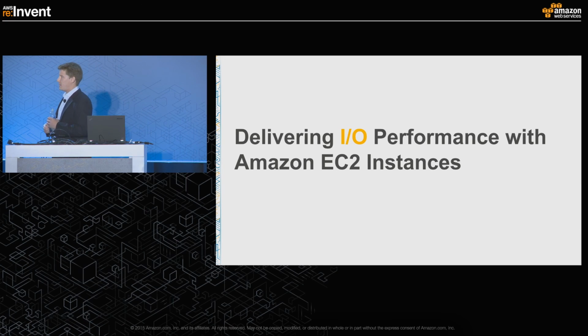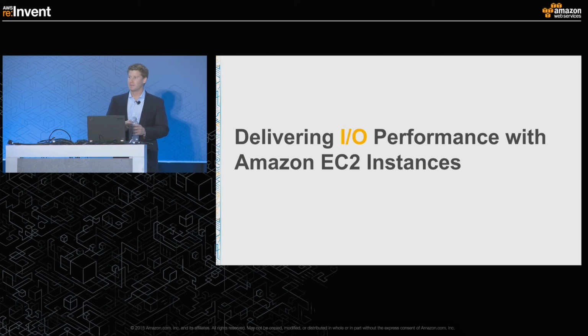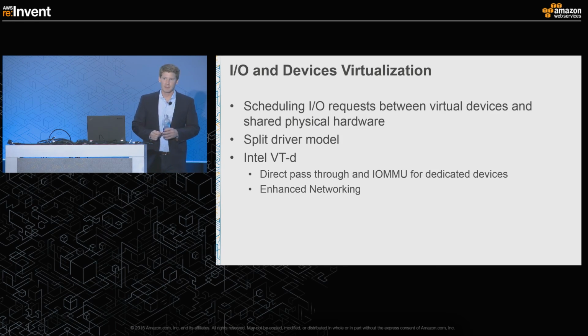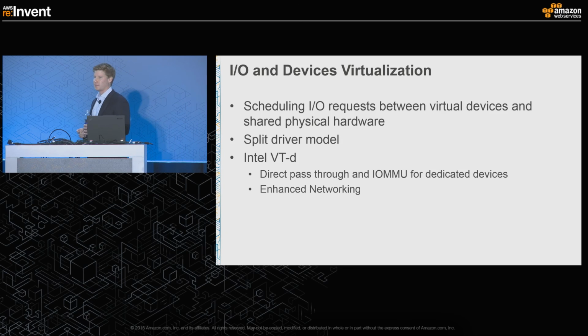Okay, so we talked about how the virtual machine schedules instances on and off CPUs and how we deliver that. What about I/O? Your workload performance is often very dependent on I/O performance, whether it's disk I/O or network I/O. How does that work? Well, it's the virtualization and the hypervisor's job to schedule I/O requests between virtual machines and shared physical devices. And there are a couple ways to do that.